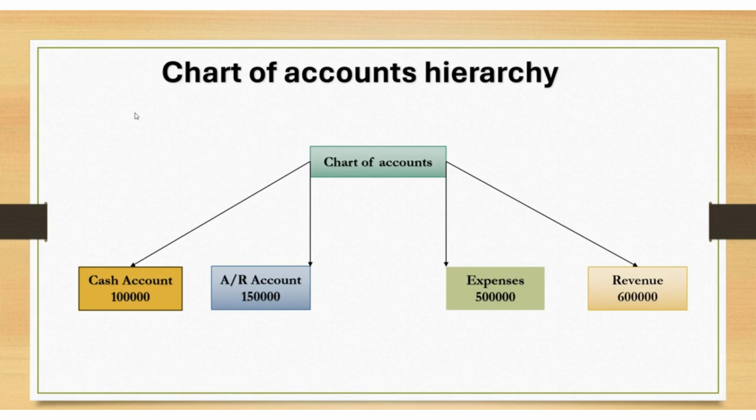What is a chart of accounts? It is the highest level of hierarchy for all GL accounts. As you see on my screen, the chart of accounts contains the information for different ledger accounts. We have cash accounts, accounts receivable, expense accounts, and revenue accounts. All such types of accounts are created under the chart of accounts, which is the highest level of hierarchy for all the GL accounts. We don't need to create a chart of accounts because we are copying from the standard template of the company code. That's what we have done already.